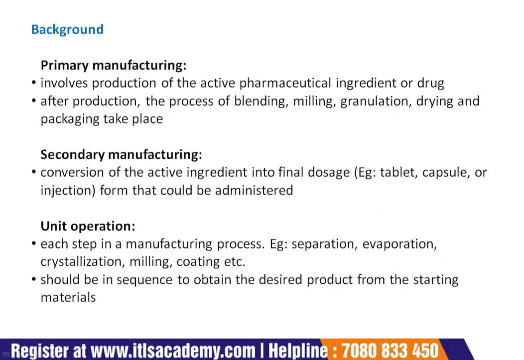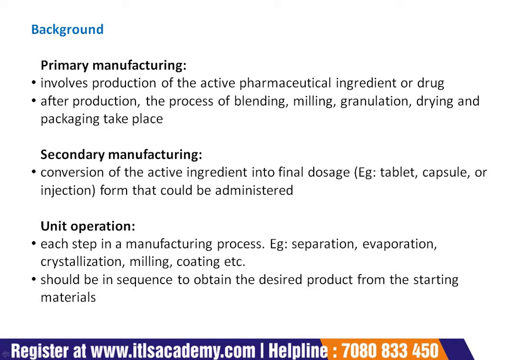Now, let's take a look at the background of this lecture. Pharmaceutical manufacturing is the synthesis of pharmaceutical drugs at industrial scale, which could be divided into two main stages. First is primary manufacturing and second is secondary manufacturing. Primary manufacturing involves production of the active pharmaceutical ingredients or the active drug. Once the active ingredient is manufactured, the next stages of blending, granulation, milling, drying take place. Secondary manufacturing is the conversion of the active ingredient into a final dosage form which could be administered to a patient. It could be in the form of tablet, capsule, injection, etc.